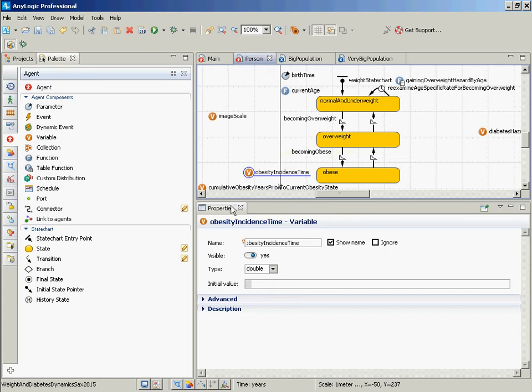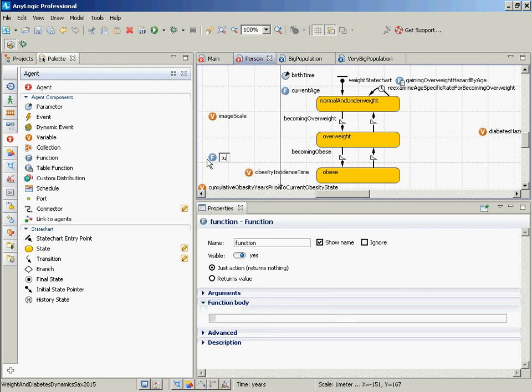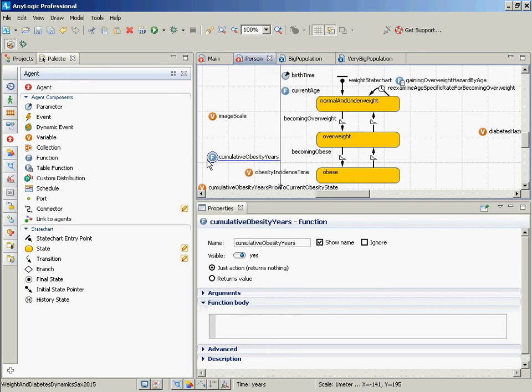Okay, this is going to be cumulative obesity years. Boom. It's going to be a function. It's going to return for us the number of cumulative years we've been obese for this person. Okay. So what is this function going to do? Is it going to do an action or return a value? I just told you, but this should be a sanity check. It's going to return a value. It's going to compute a value for us. What value is it going to compute? Number of cumulative obesity years.